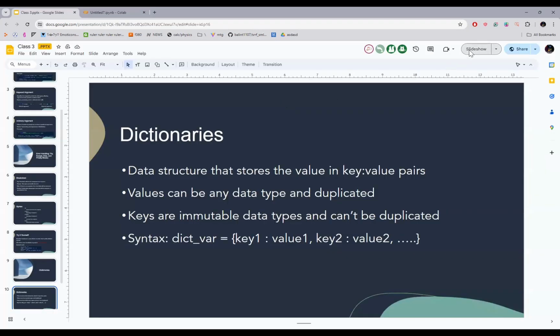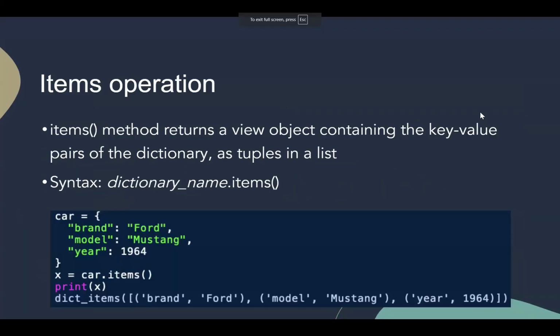All right, let's go back to the presentation. All right, next up, the items operation. So I really didn't go over this. First of all, we got a pretty good overview of what a dictionary is. Now let's go over some more of the functions, I guess. So the items method returns a view object containing the key value pairs of the dictionary as tuples in a list. All right, so let's break down.